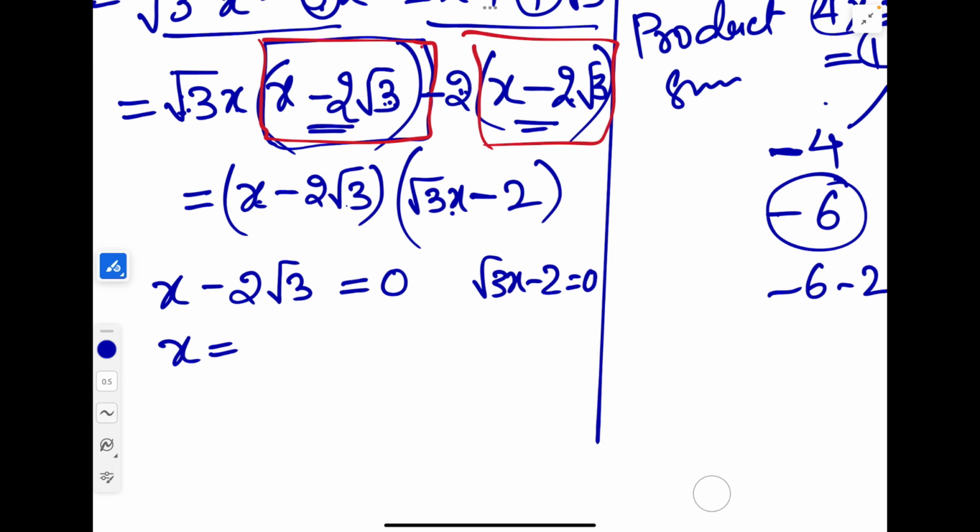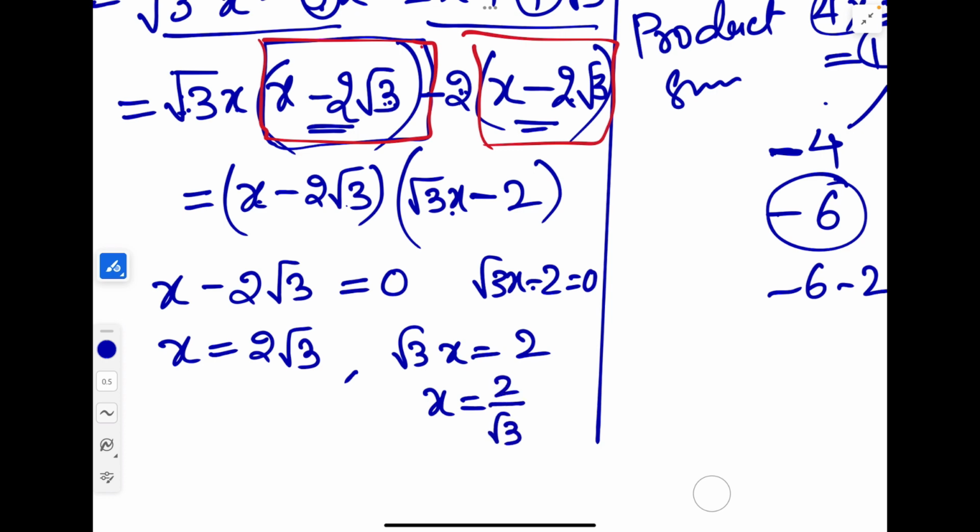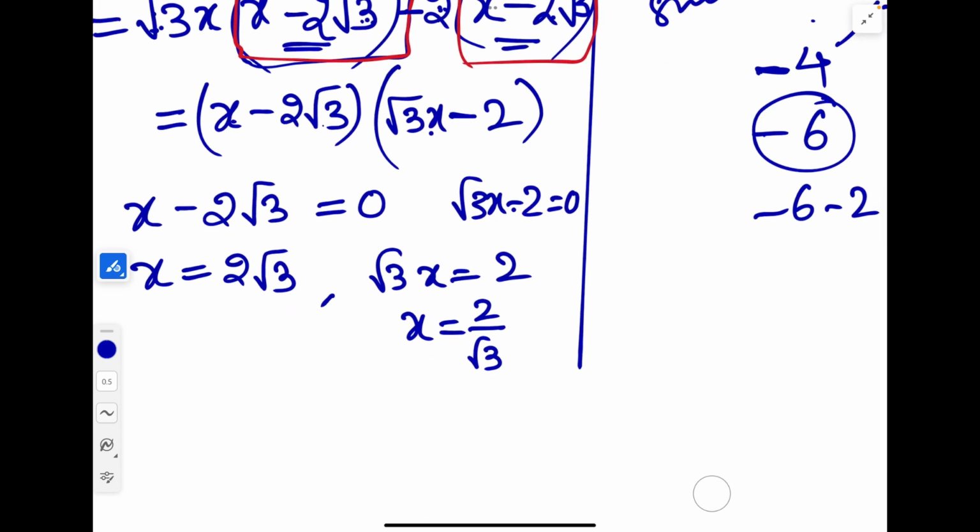Now see here, x is equal to minus 2 root 3 goes there and becomes plus 2 root 3. Okay? And here root 3x is equal to minus 2 goes there and becomes 2. X is equal to 2 by root 3. You can keep it as it is or you can rationalize it. It's up to you.